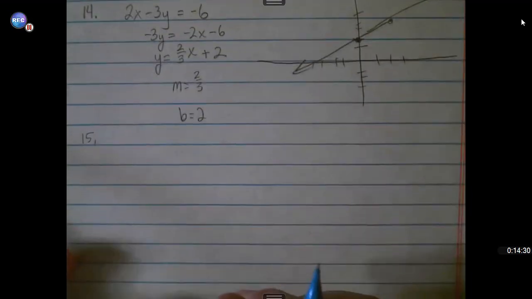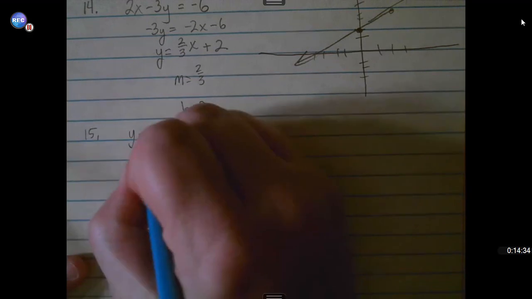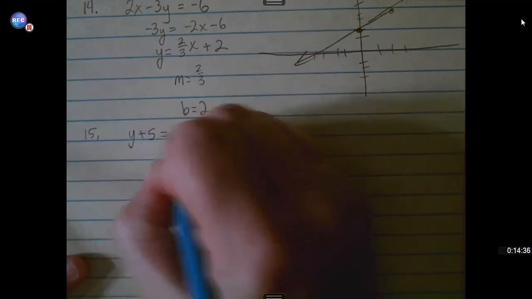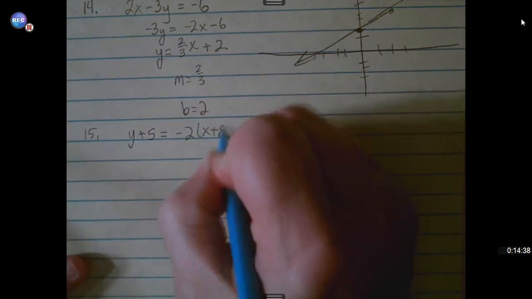15. What is the y-intercept of the line y plus 5 equals negative 2 times the quantity x plus 8? So basically right now it's in point-slope form, and I can't look at point-slope form and tell you what the y-intercept is. But I can put it in slope-intercept form and tell you what the y-intercept is.